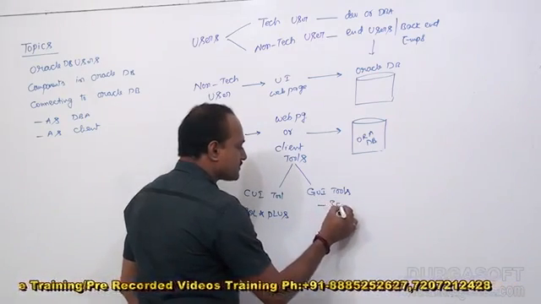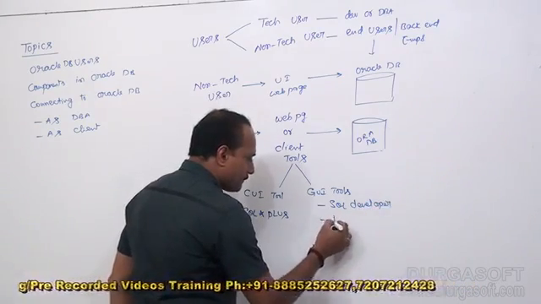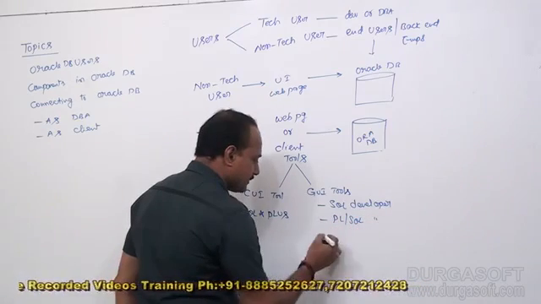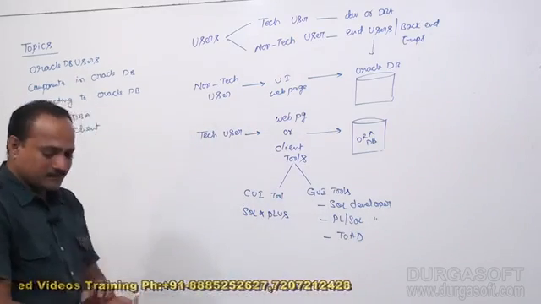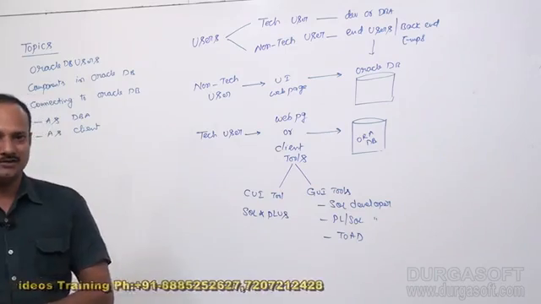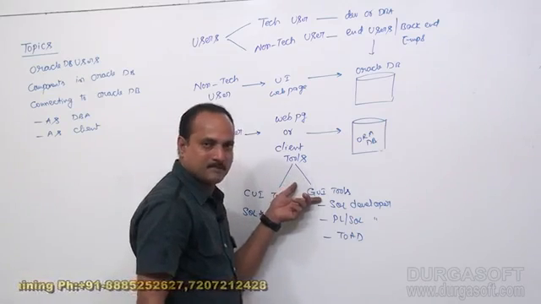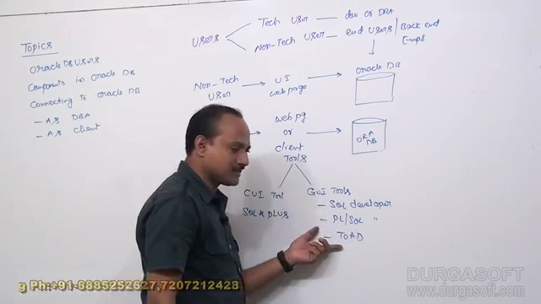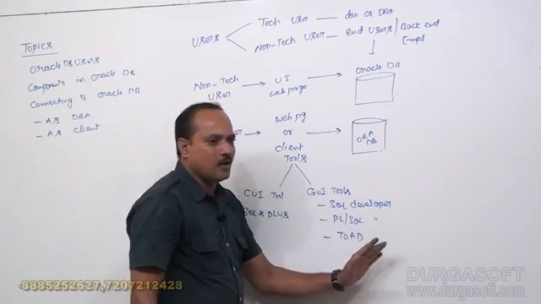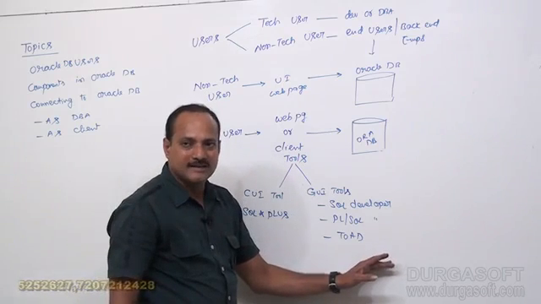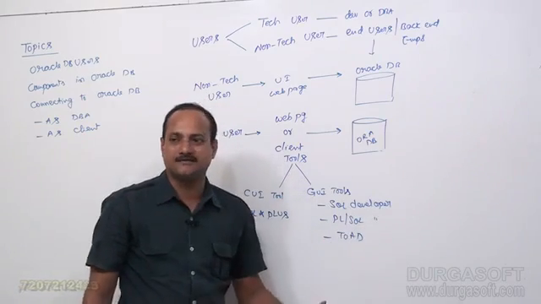Then what is meant by GUI tools? GUI tools are SQL Developer, PLSQL Developer and Toad. These are called graphical user interface tools. What is the advantage of using them? By using these tools, you don't need to submit SQL commands for each and every one. You can do it by using graphical objects.